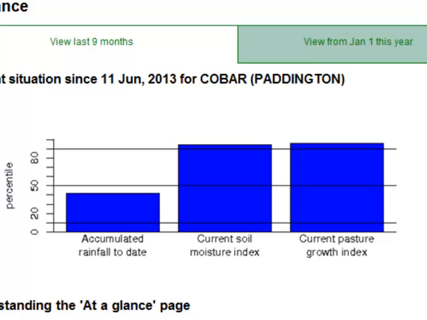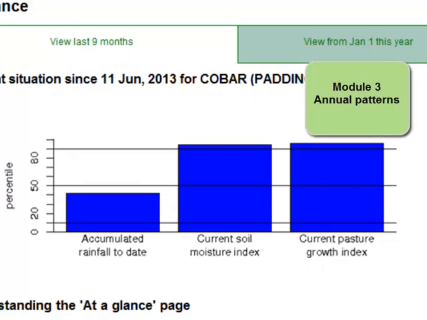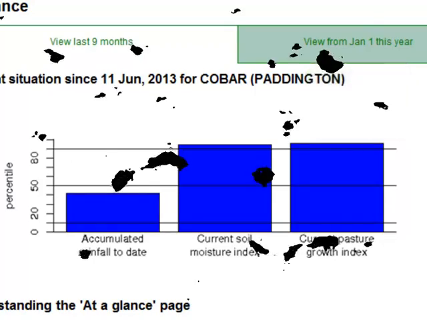The axis on the left shows percentiles, which is a way of comparing current values to the historical record. Percentiles and indexes are explained in greater detail in Module 3, Annual Patterns.